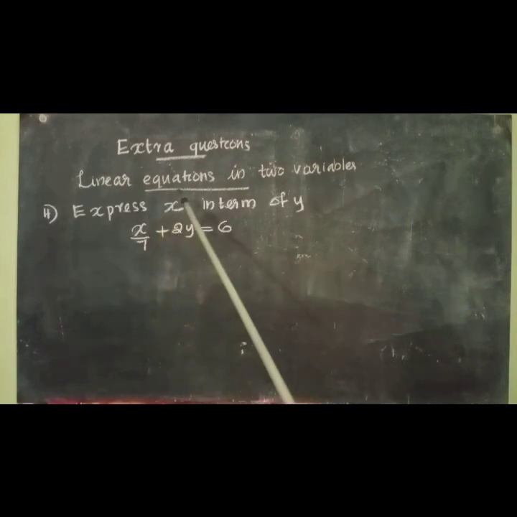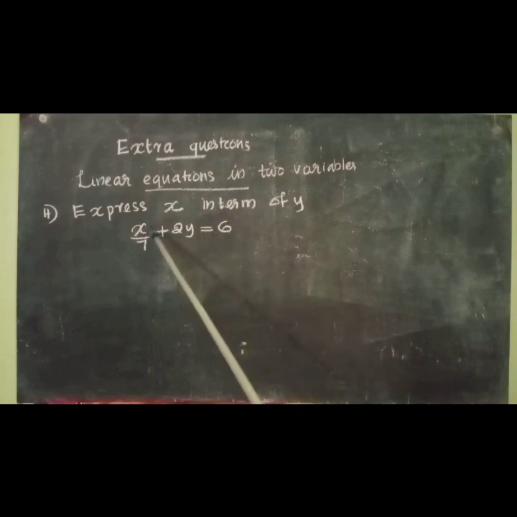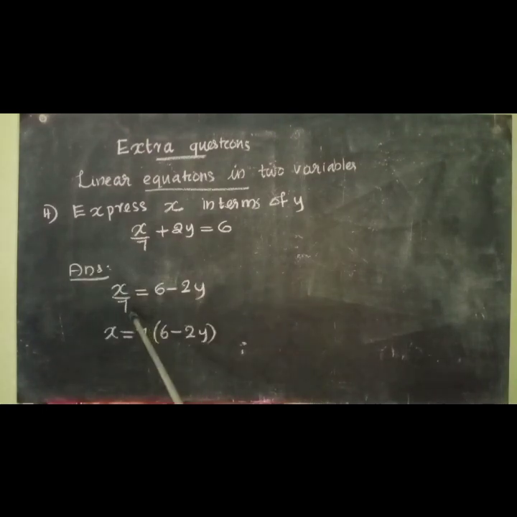Question number 4. Express x in terms of y. X divided by 7 plus 2y equal to 6. This is the equation x divided by 7 plus 2y equal to 6. This is a linear equation in two variables. This equation we have to change as x equal to, meaning all the other terms we have to take to the right side. Let us see how we can change it. Answer, x by 7 equal to 6 minus 2y, plus 2y is taken to the right side, it becomes minus 2y. Now we have to take this divided by 7 to the right side. It will become into 7. So we get x equal to 7 into 6 minus 2y.